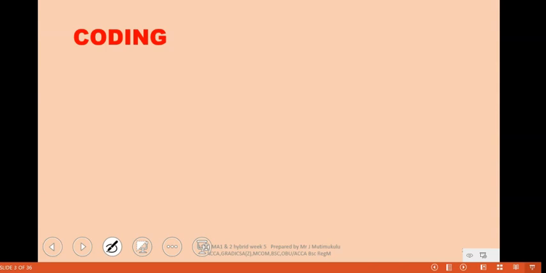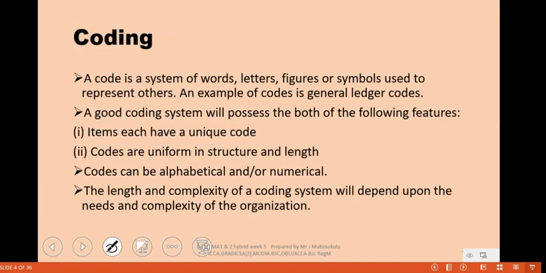Coding. What is coding, by the way? What are we talking about when we say coding? A code. Let us start with that. A code is a system of words, letters, figures, or symbols used to represent others. An example of codes is general ledger codes.